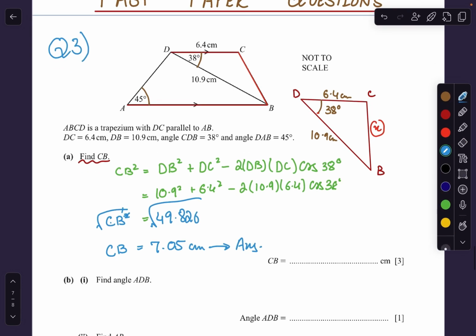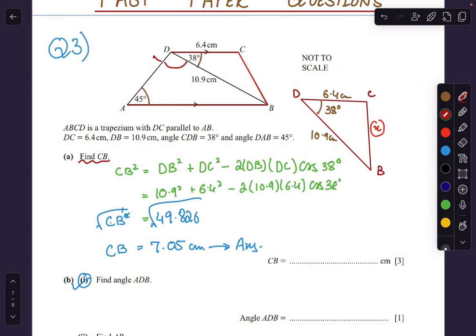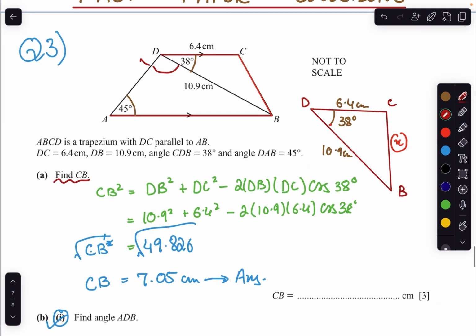Now, for part B, part 1, they have asked us to find the angle ADB. This is the angle ADB we are going to get over here. To get it, we have to check this other triangle. We can first see another important part, CDB, because DC and AB are both parallel to each other.